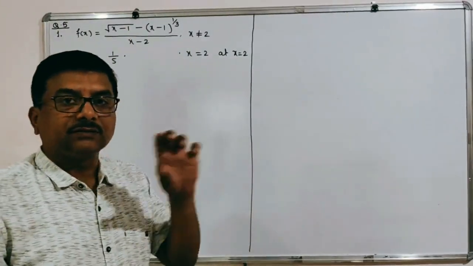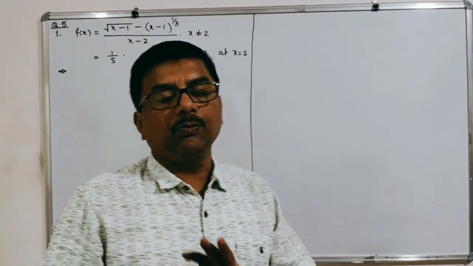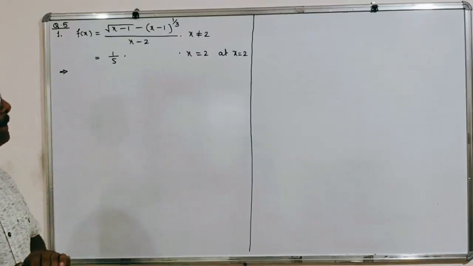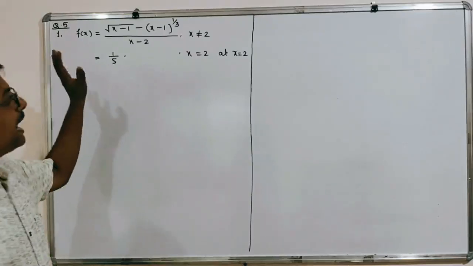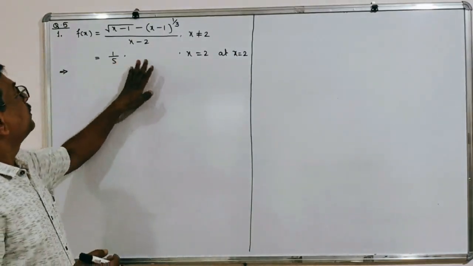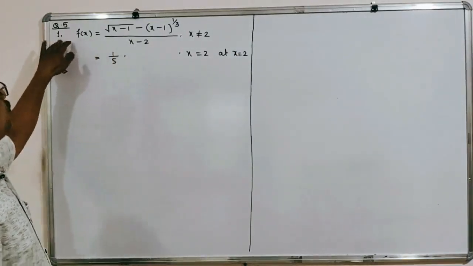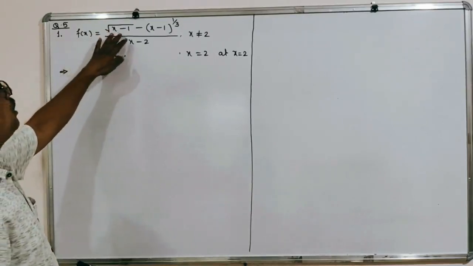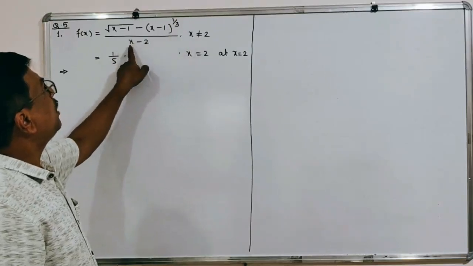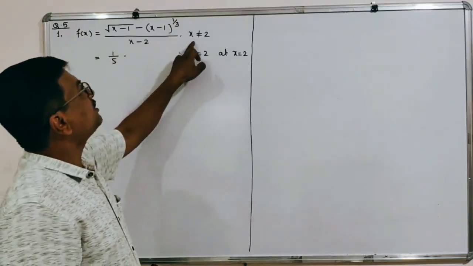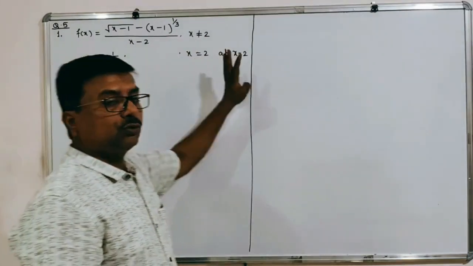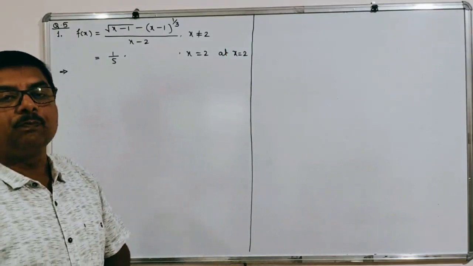The question says: find the points at which the function is discontinuous, or discuss the continuity of the given function at a point indicated against it. Now f of x is given in the first question. f of x is given as root of x minus 1 minus x minus 1 raised to 1 by 3, upon x minus 2 for x not equal to 2, and is equal to 1 by 5 for x equal to 2, at x is equal to 2.